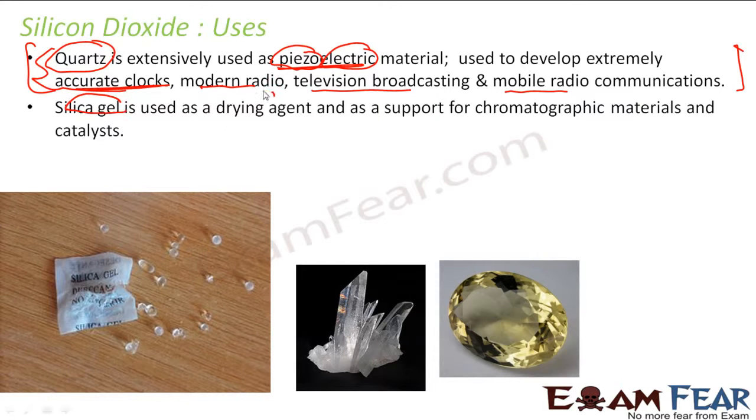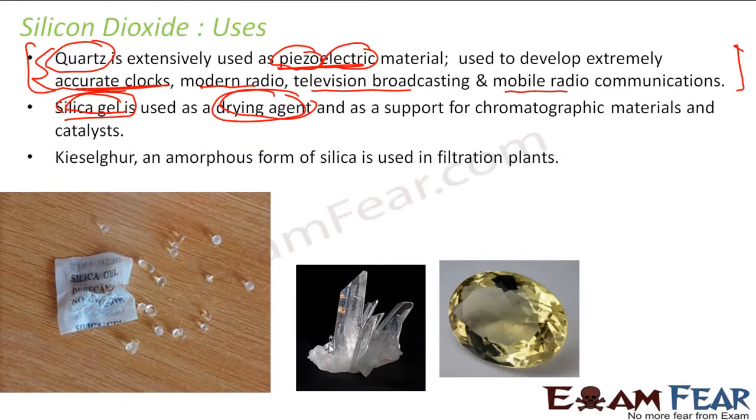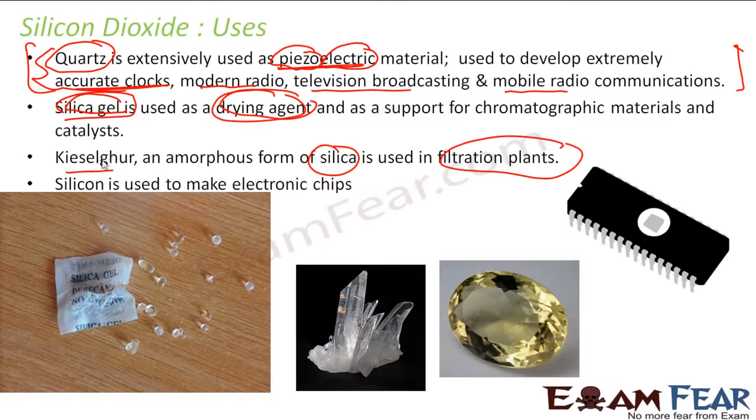Silica gel is used as a dehydrating agent. You must have seen silica gel when you buy a water bottle or something. It is there to make sure the product doesn't absorb water from the atmosphere and smell. Silica gel absorbs all the water. It is an amorphous form of silica and is also used in filtration plants. The most critical use of silicon is to make electronic chips. As I told you, electronic chips are used in TVs, mobiles, fridges, anything you talk about. All the electronic items we have contain electronic chips.